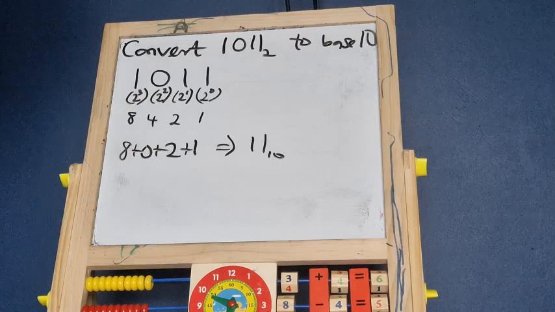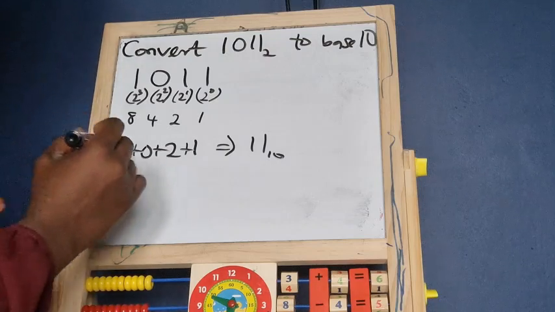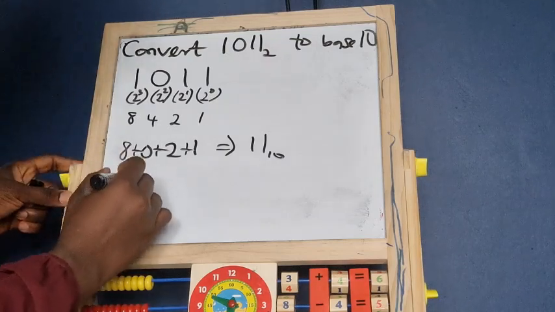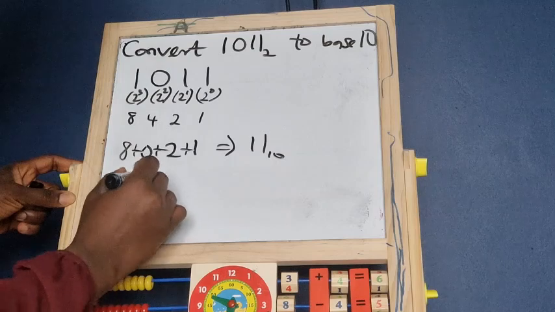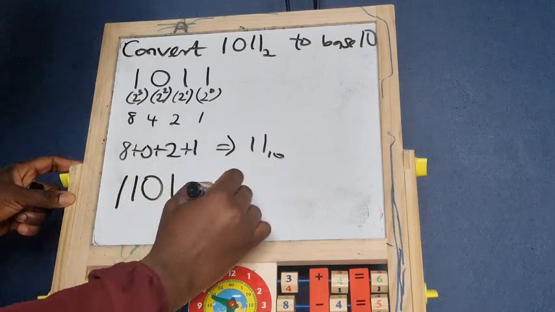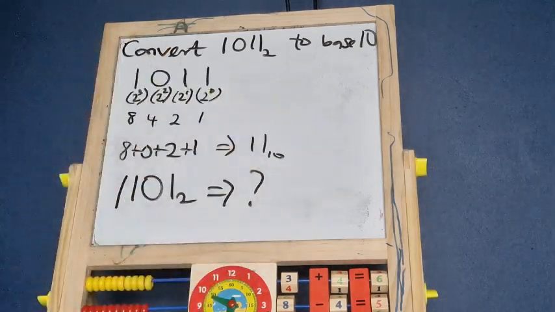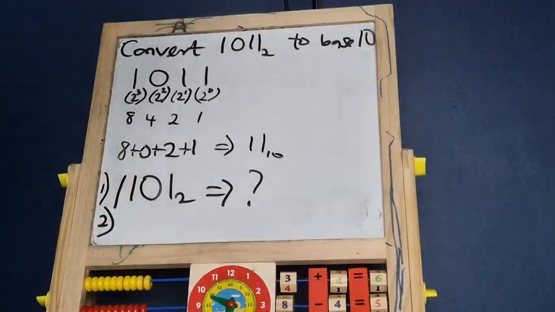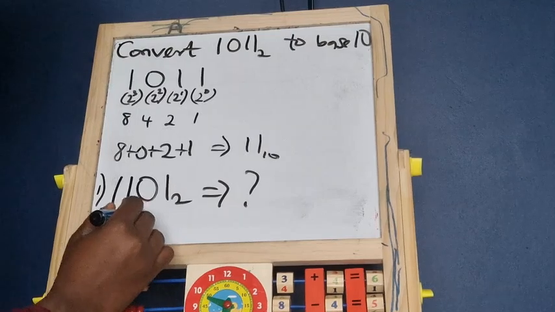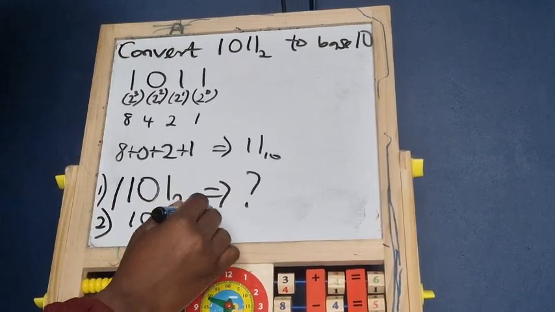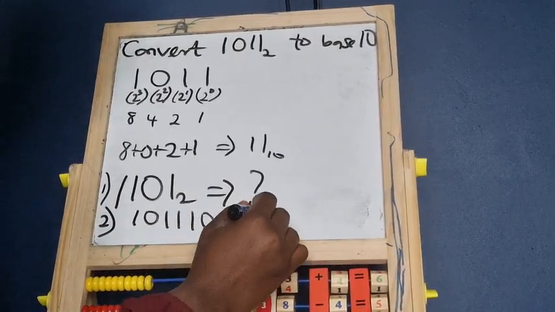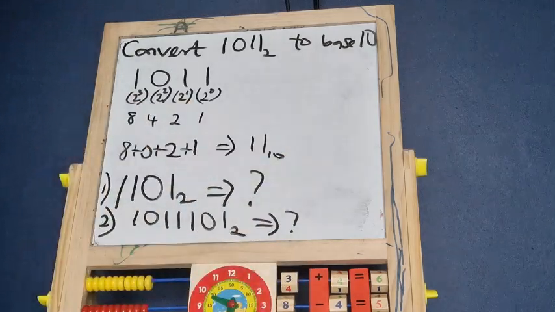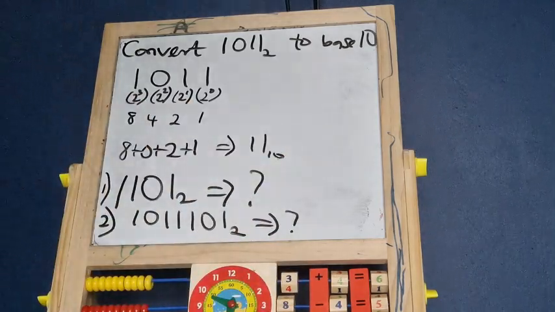Now, it's your turn. You have to solve this now. What is 1101 base 2 in base 10? Also, 101101 in base 2 to base 10. Solve these two and put your answers in the comments.